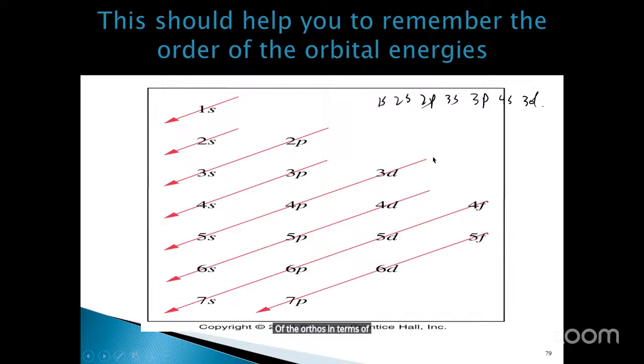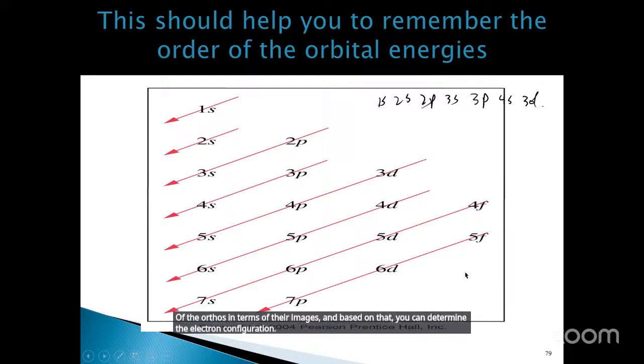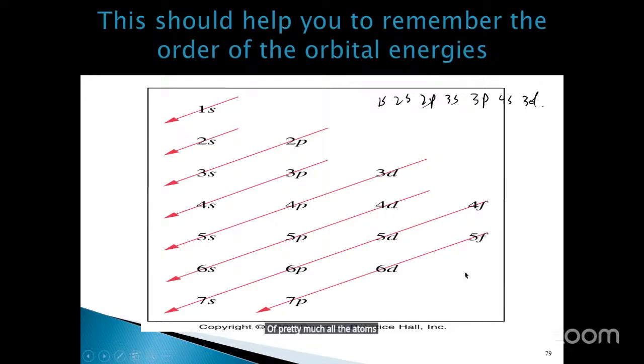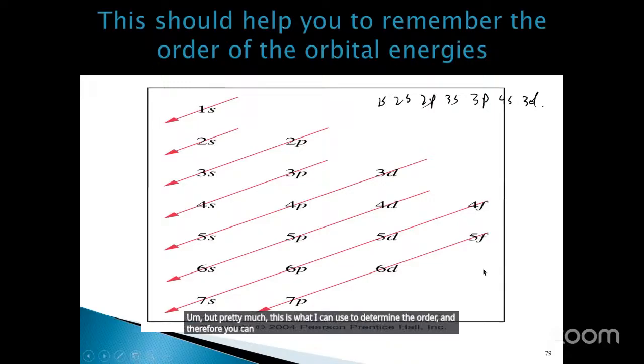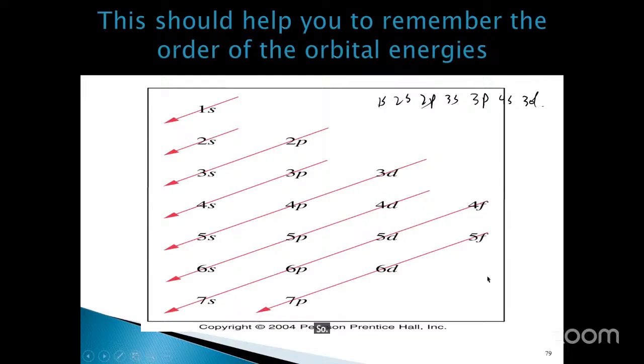And based on that, you can determine the electron configuration of pretty much all the atoms that exist in the periodic table. There are some exceptions, which at this level I won't get into, all right? But pretty much this is what you use to determine the order, and therefore you can determine the electron configuration. So for example, let's see here.